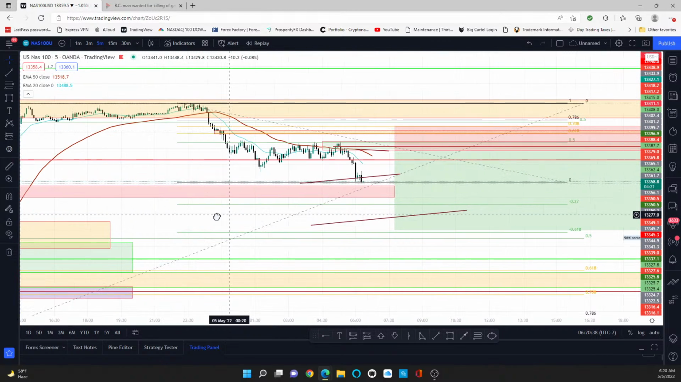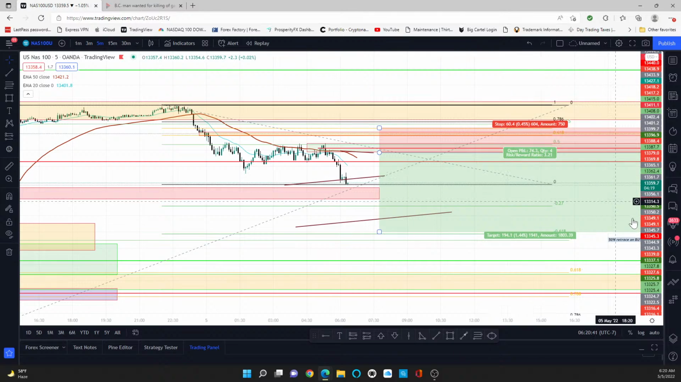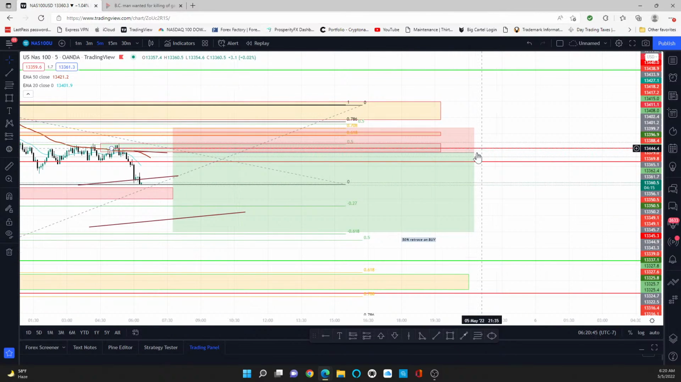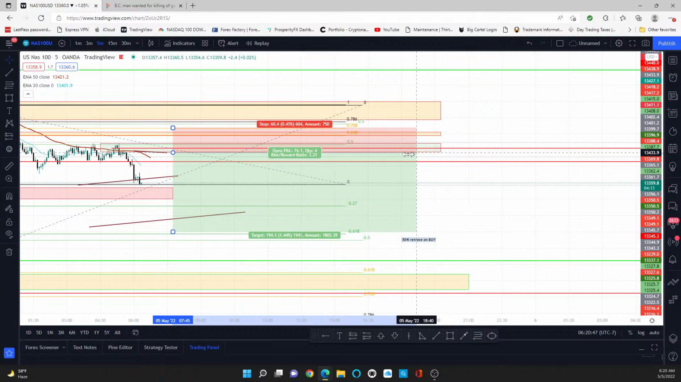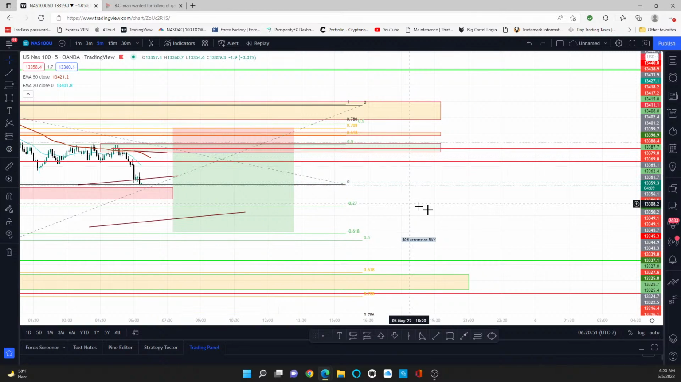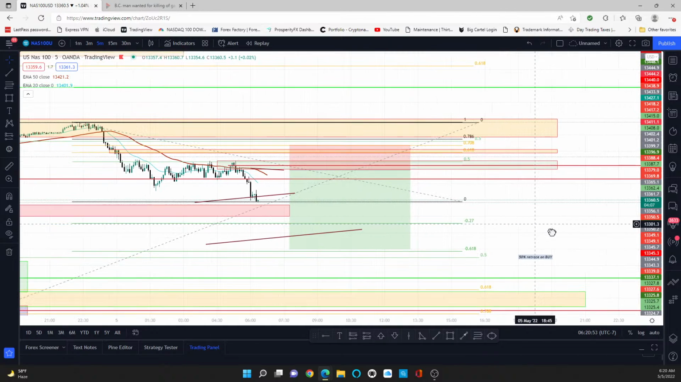Wait for it to get to the 50% at least. Yeah, I like the trade. I like the trade. So we'll see what price gives us once we get here. Right. Looks a little crazy, but I'll take it.